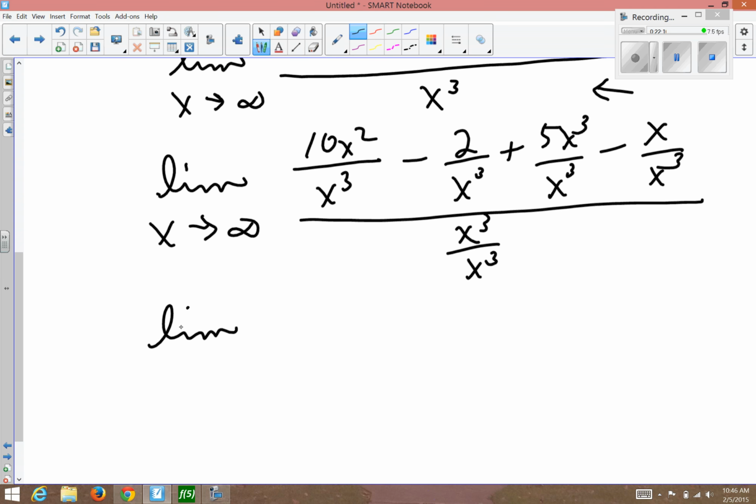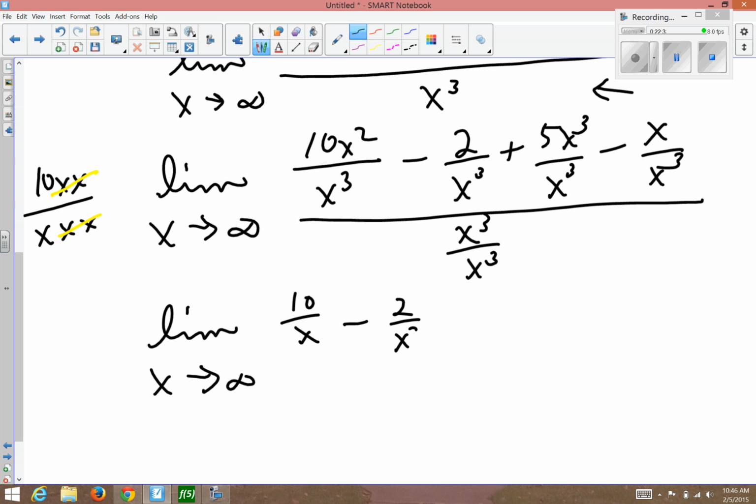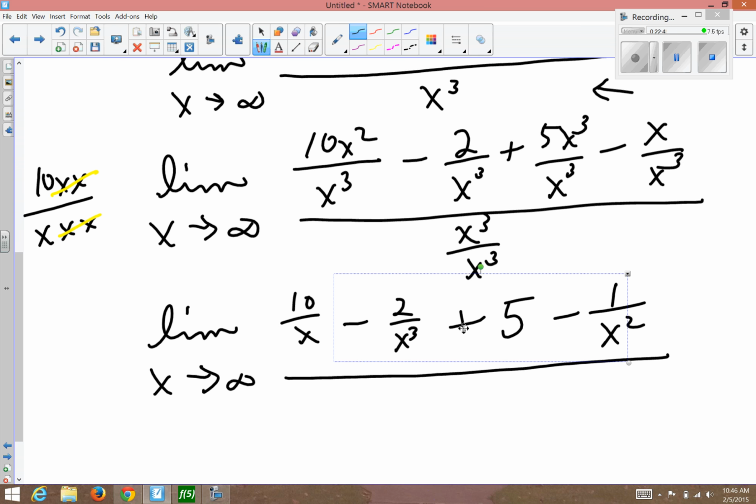So limit as x approaches infinity. 10x to the second over x to the third is 10 over x. Because you do this in your head. Minus 2 over x to the third. Copy that. Plus 5x to the third over x to the third. That's just 5. Minus this last fraction on top is 1 over x squared. And down below, x to the third over x to the third, that's 1.